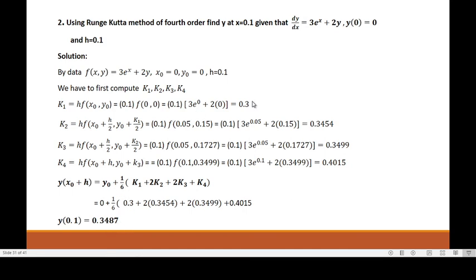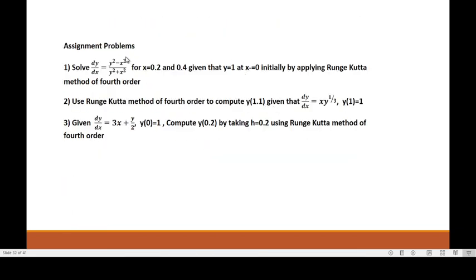Similarly, calculate the remaining values. Remaining problems, initial value problems. That is, see the assignment problems here. So in the first problem they have given y minus x by y plus x. Similar type problem here they have given y square minus x square by y square plus x square for x is equal to 0.2 and 0.4.